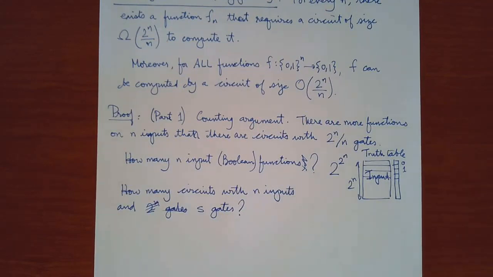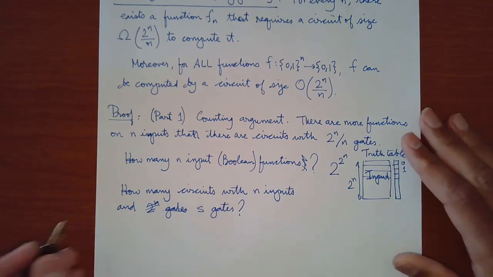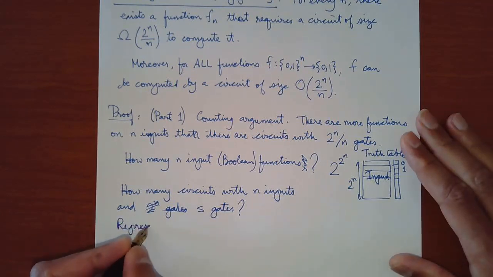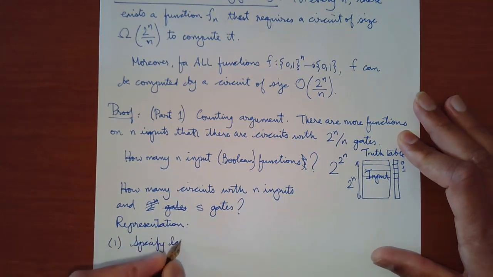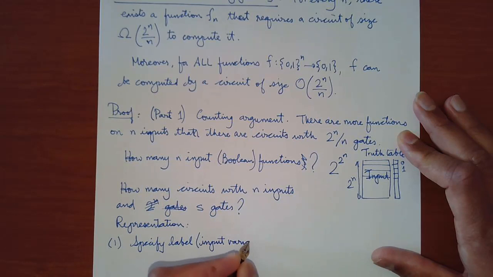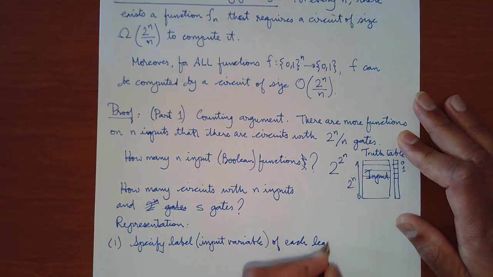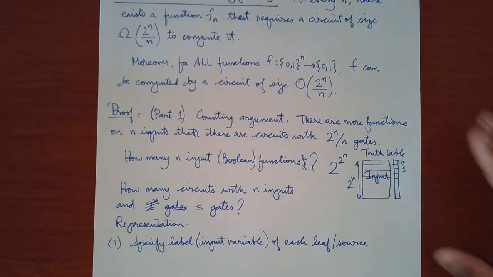how do you represent your circuit? Well, for every leaf, you have to specify which input is associated with the leaf. So the representation: one is you specify the label, which is the input label, input variable, of each leaf, but it's basically a source. It's a source in the DAG.